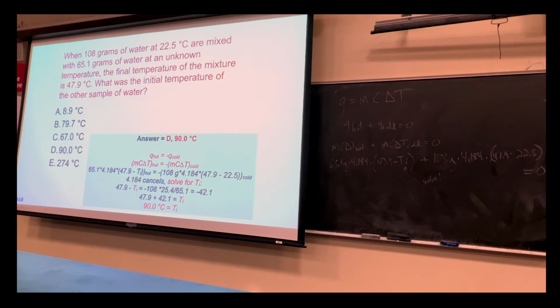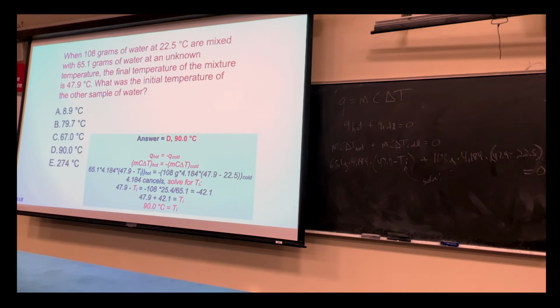4.184 cancels out. You have 47.9 minus TI equals a number, which in this case is minus 42.1. Get TI positive by itself, so put the numbers on the other side. 90.0 should be your answer on this problem. Okay. Any questions on that?